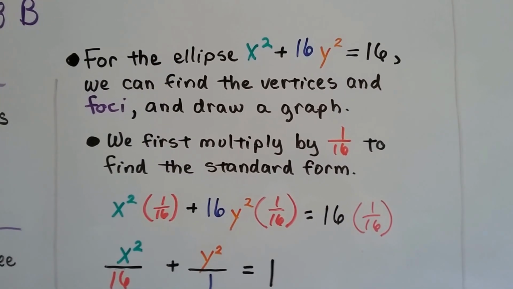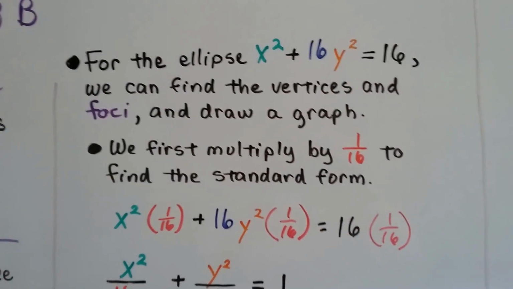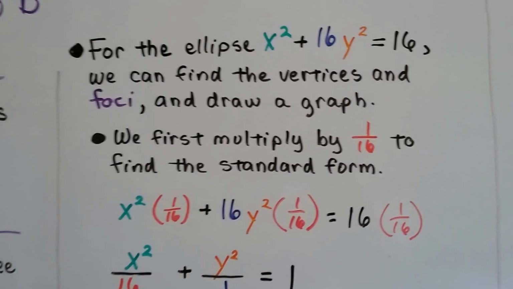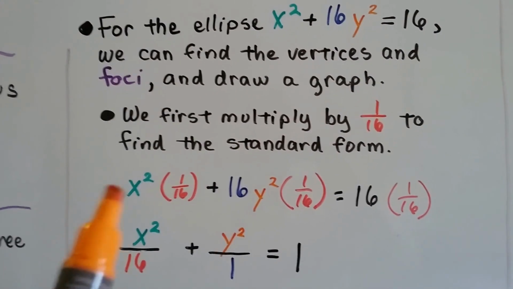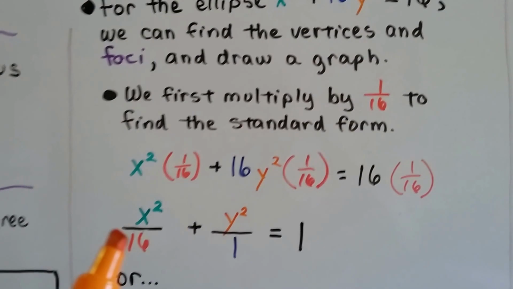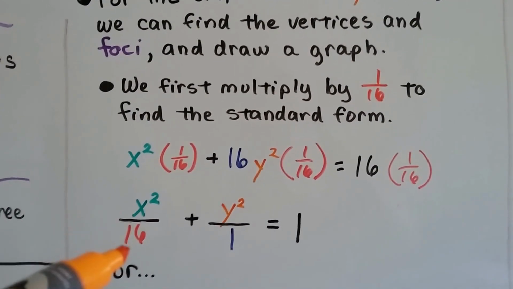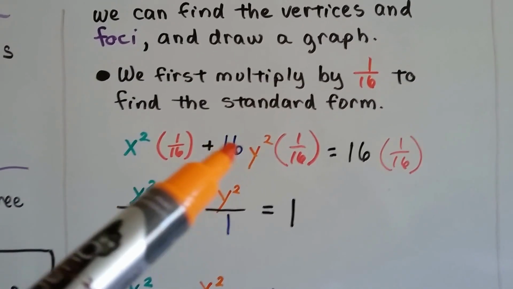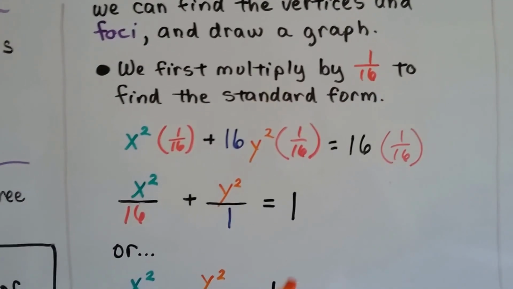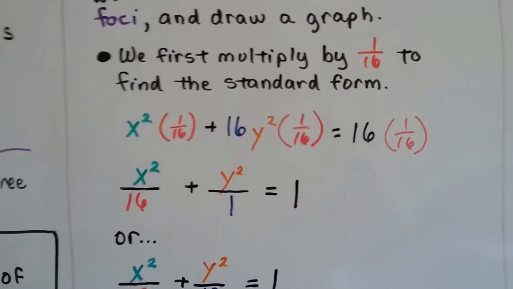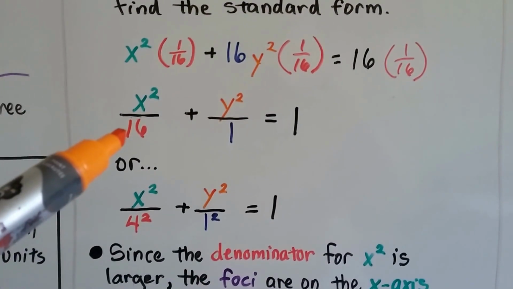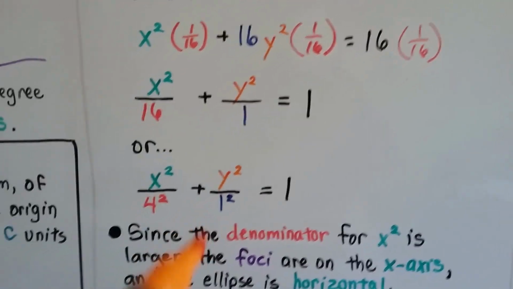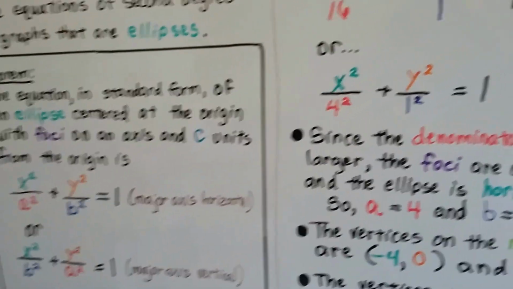We first multiply by 1/16 to find the standard form. So, because it equals 16, we're going to multiply each term by 1/16 to find the standard form. And we get x squared times 1/16, which would be 1/16 x squared, wouldn't it? So we can just say x squared over 16. This would be 16 over 16y squared, so it's y squared over 1. And 16 over 16 is 1. We can also say that this is 4 squared, isn't it? And that is 1 squared. And then that would fit our equation from our theorem.